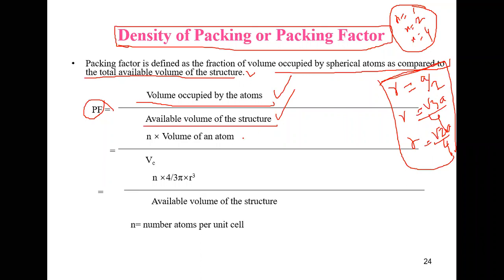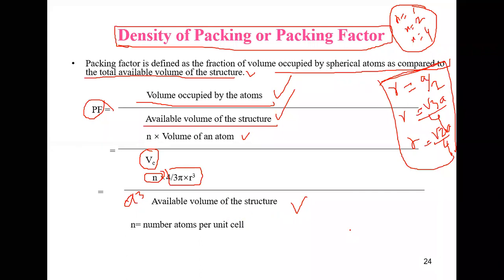Now, what is the available volume in the crystal structure? That is the volume of the unit cell. And the volume occupied by the atoms will be n, the number of atoms in a unit cell, multiplied by the volume of an atom. Atoms are spherical in shape, so the volume of an atom will be 4 by 3 pi r cube. Now, if it is a cubic crystal, the available volume in the crystal structure will be a cube. So PF is n into 4 by 3 pi r cube divided by a cube.